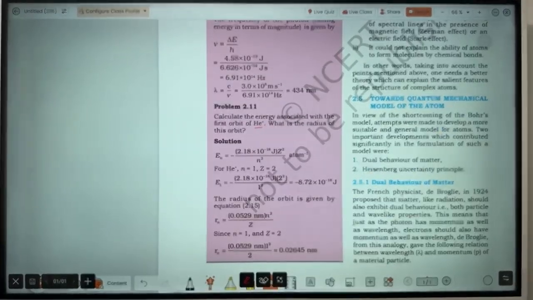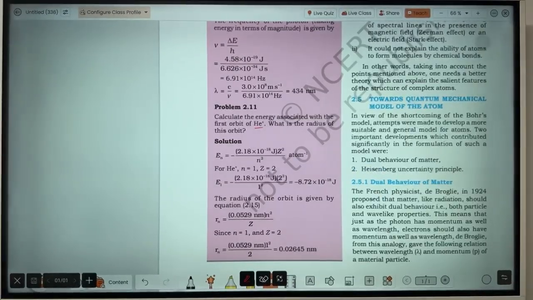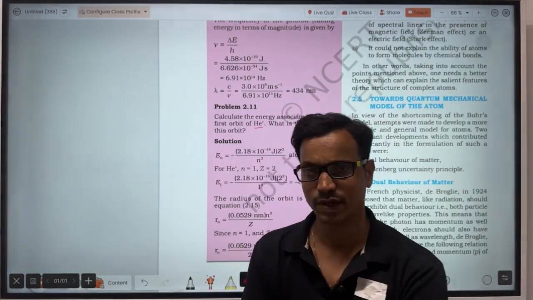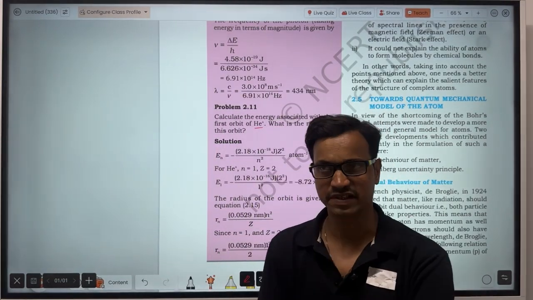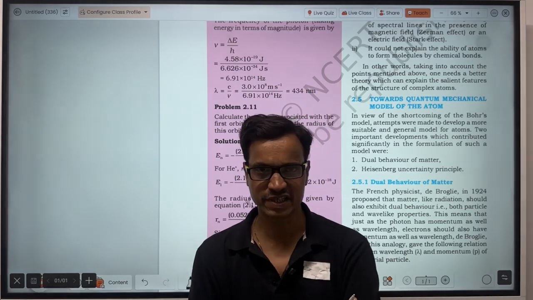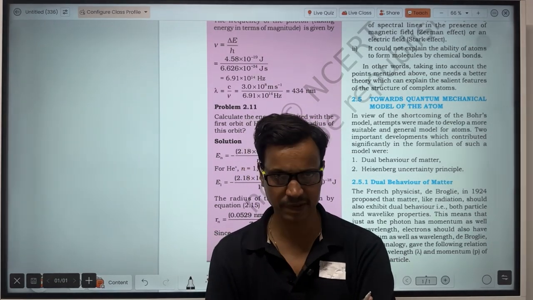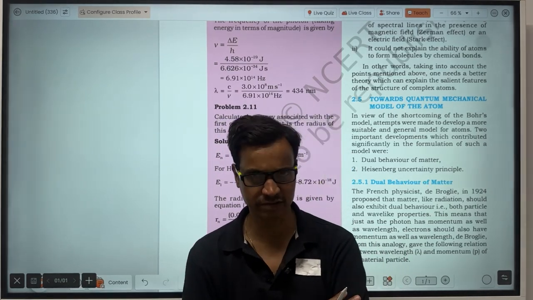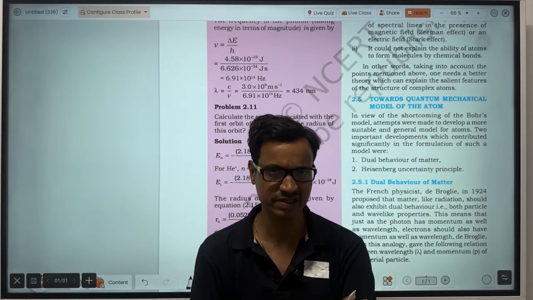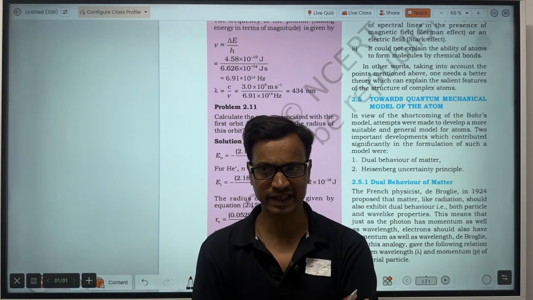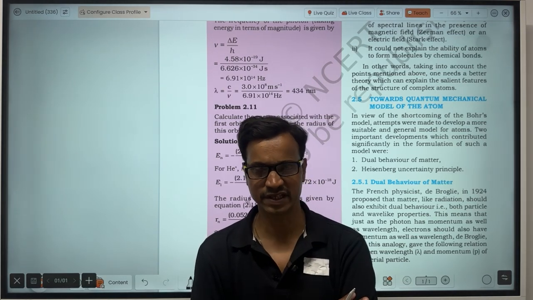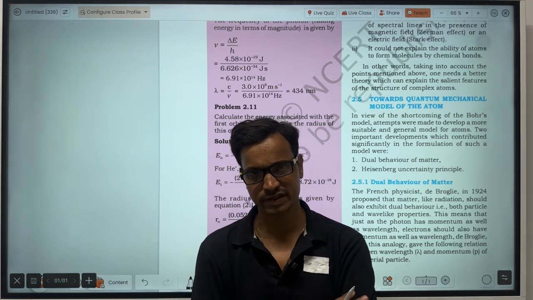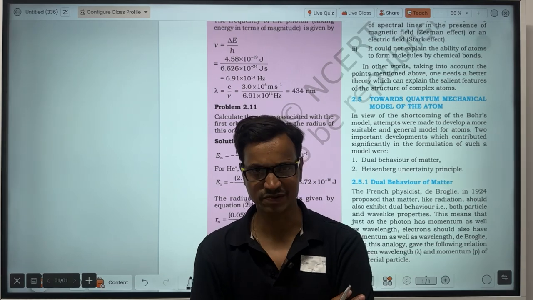So the energy of the electron of He plus will be greater than that of hydrogen, because in He plus there are 2 protons, so the force of attraction operating between the nucleus and the electron will be greater. So energy will also be greater. By how much? For hydrogen-like species, the energy is multiplied by Z square.